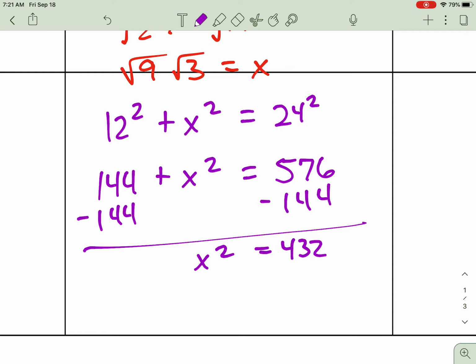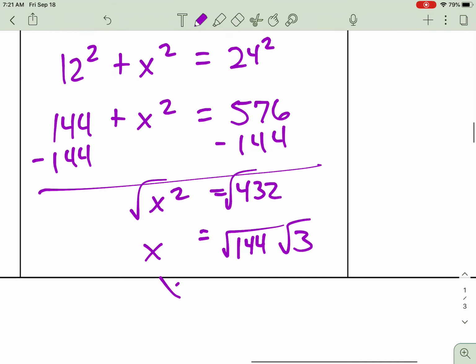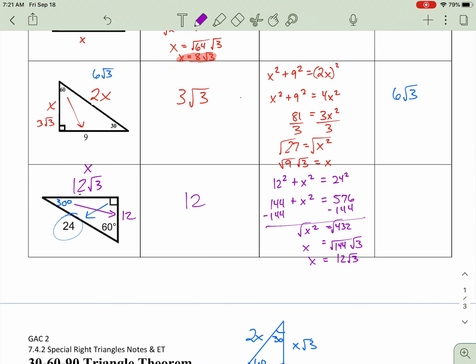Okay, so again, if this is right, then when I take the square root, it's going to break up to radical 3 and something. All right, so what number times 3, or 432 divided by 3, gives you 144? Okay, which ironically is that, right? But it's not really a coincidence. Okay, so x equals the square root of 144, which is 12. 12 radical 3. See how these match up? See how they match up? And the hypotenuse we already know is 24.